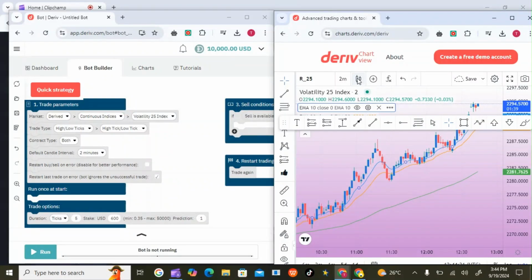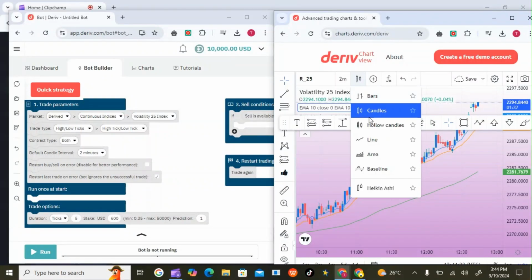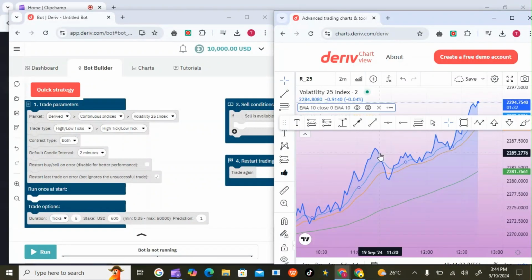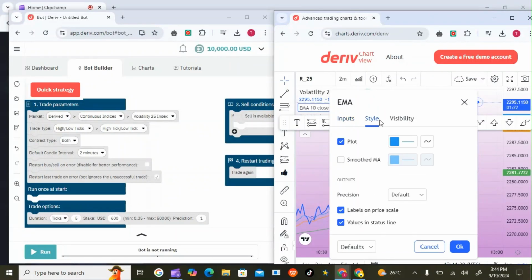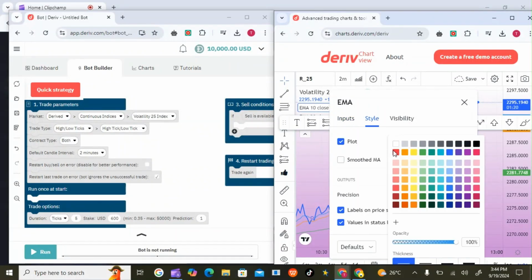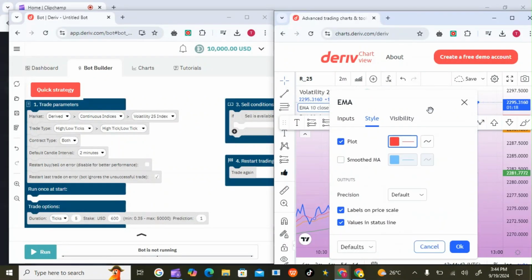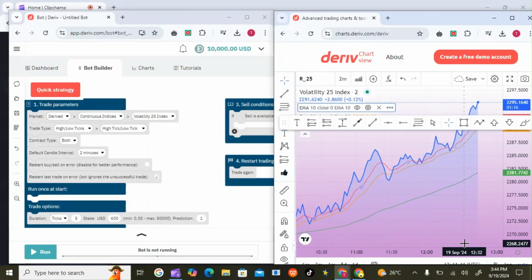Come here to the tools, see these tools, then input this one, area line. You see, I've been left with my exponential moving averages. Let me change this moving average color to red, so it can be visible and not confuse anyone. So I'll put it like that. Understood? I hope you have understood.